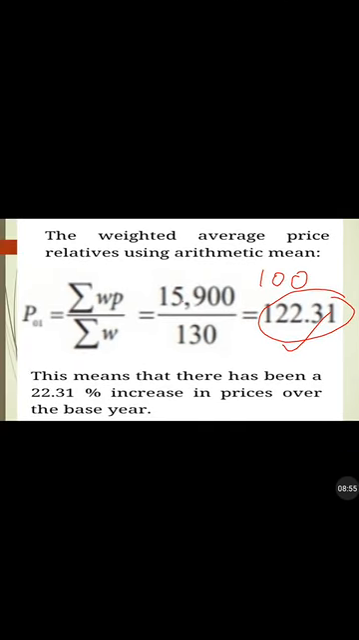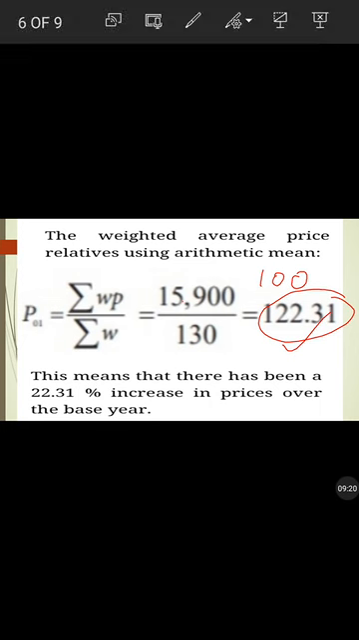This means that there has been a 22.31 percent increase in prices over the base year. The base year and the current year price are given. So for example, if in 2005 the price is 100, then the prices have increased by about 22 percent for the current year. That is the final conclusion.